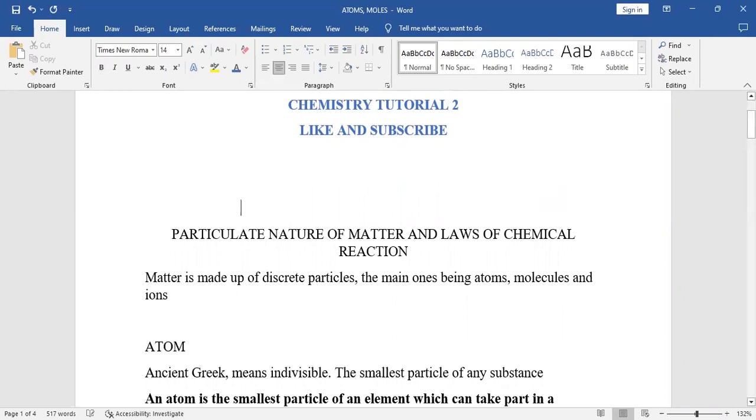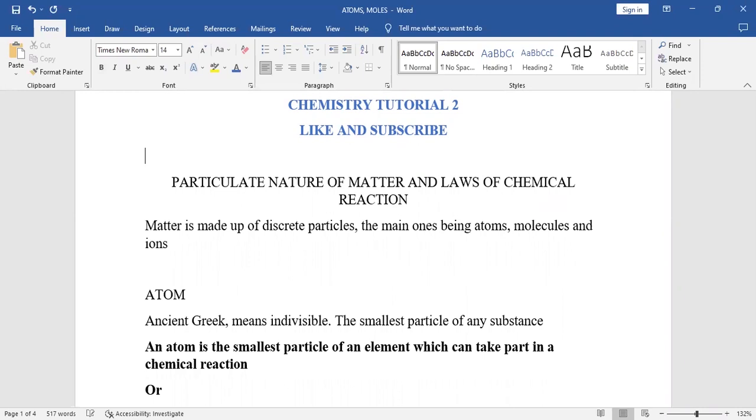Okay. So let's get into it. Today we'll be dealing with particulate matter, nature of matter, and laws of chemical reaction.